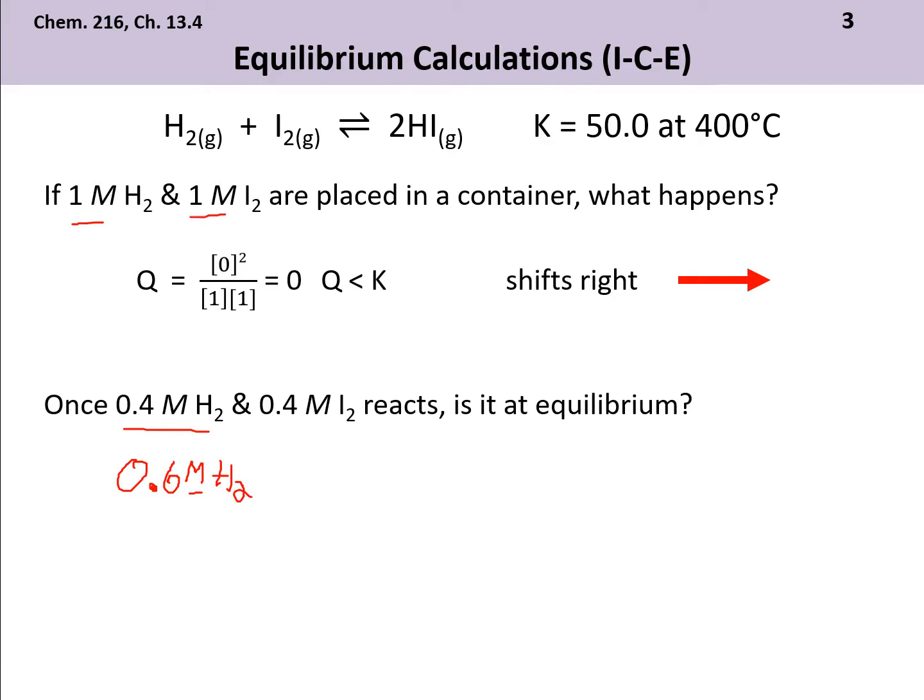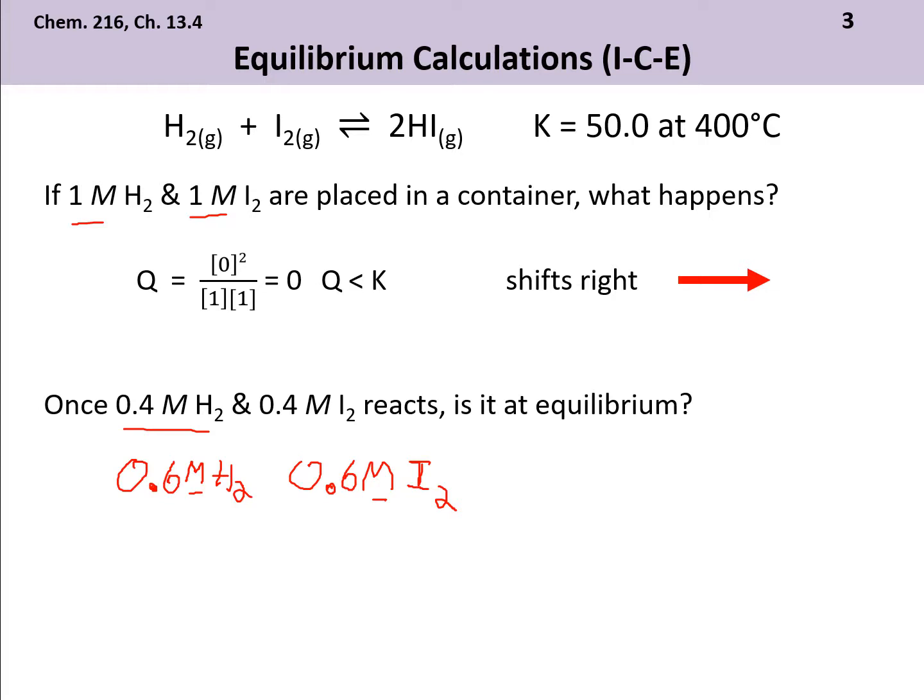I start off with 1 molar I2, 0.4 molar reacted. So I have 0.6 molar I2. Okay? And now, those are my H2 and I2. Now remember the conservation of mass. What that means is I don't just lose H2 and I2, I need to form HI.